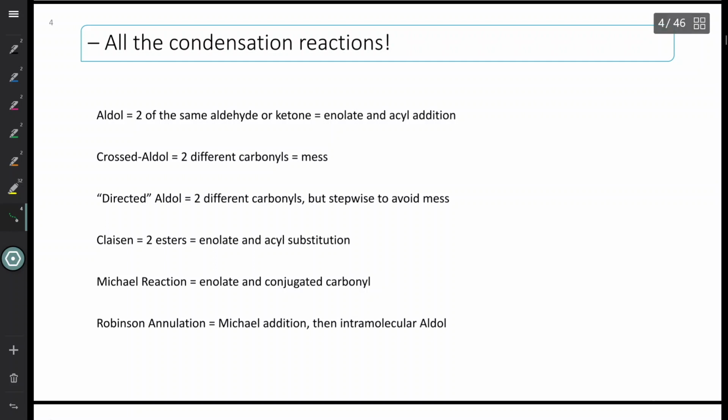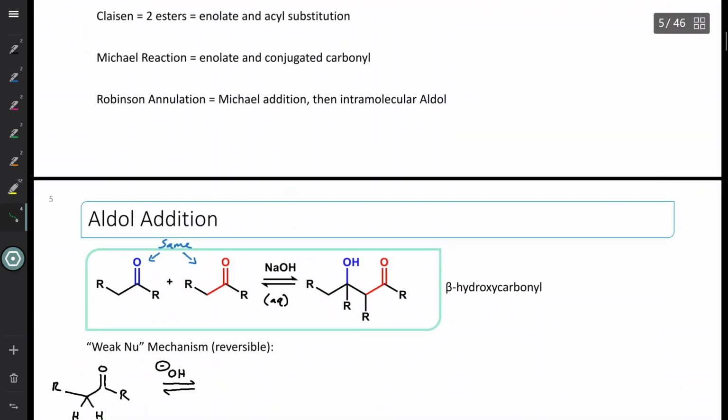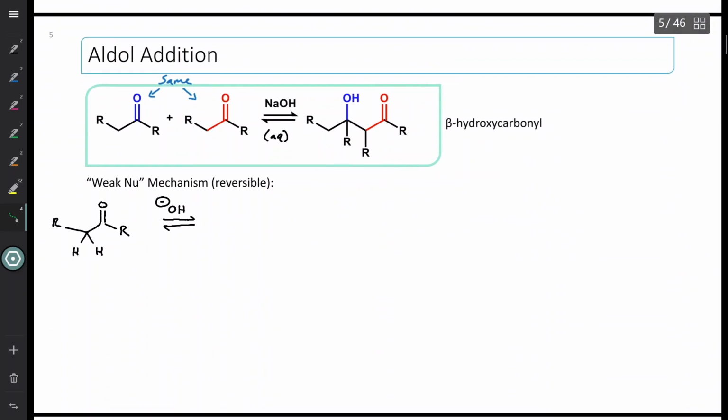And then the last two reactions are the Michael reaction and the Robinson annulation. And those will be the reactions of enolates and a conjugated carbonyl. So now we're going to get conjugated addition. We'll see that at the end of this chapter. Let's start with the aldol.